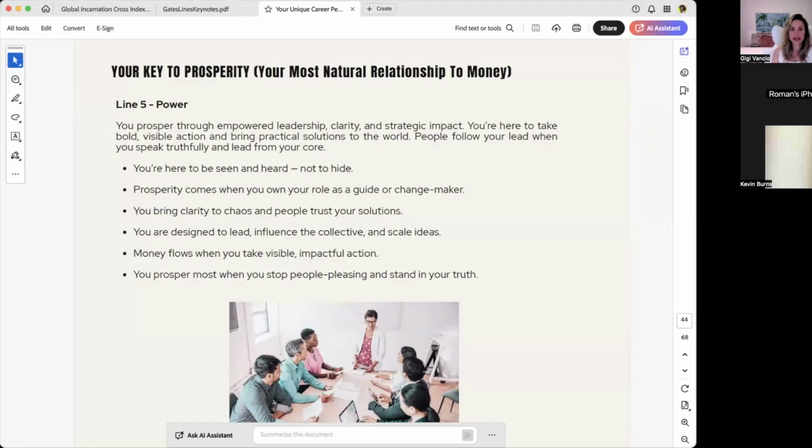You're here to be seen and heard, not to hide. Prosperity comes when you own your role as a guide or a change maker. You bring clarity to chaos, and people trust your solutions. You are designed to lead, influence the collective, and scale ideas. And money flows when you take visible, impactful action. And you prosper most when you stop people pleasing and stand in your truth.